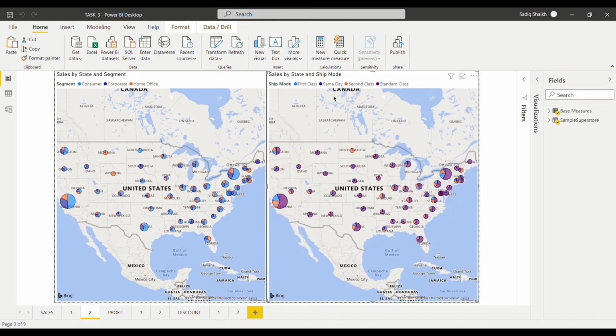And if we come to sales by shipment mode, then most of the people prefer the standard class of shipment.